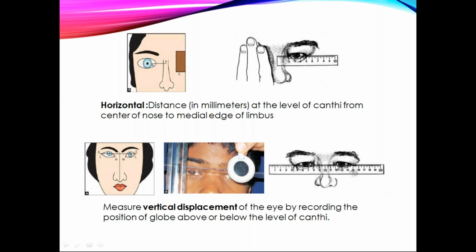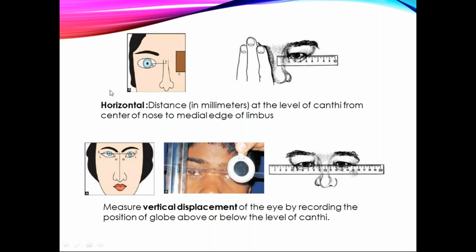You do it for the right side and you do it for the left side. Then the vertical displacement. You measure the vertical displacement of the eye by recording the position of the globe above and below the medial canthi. So this is the medial canthi, and you make a note how much above or below the globe has been displaced. Normally, the line has to cut through the center of the pupil, the medial canthus and the center of the pupil.